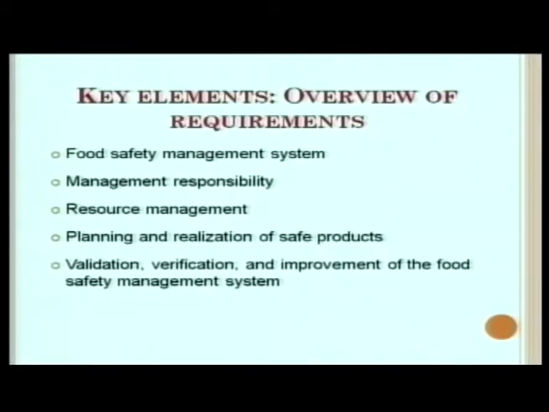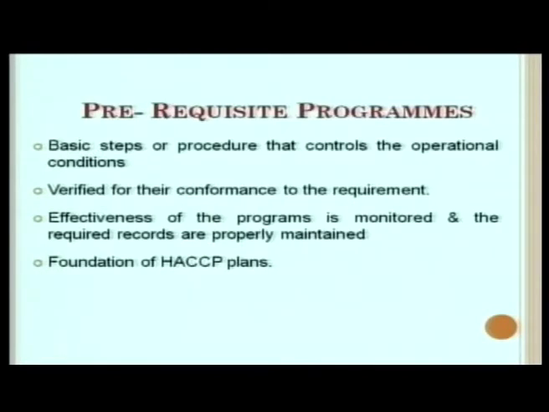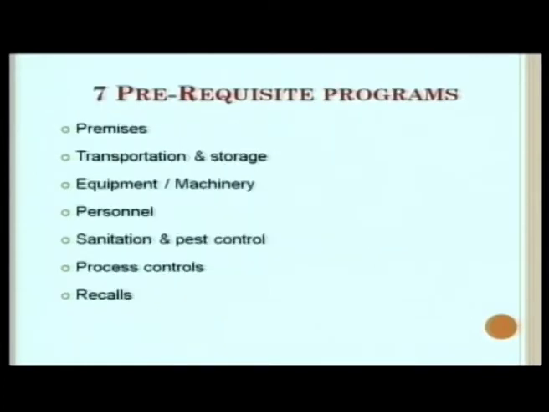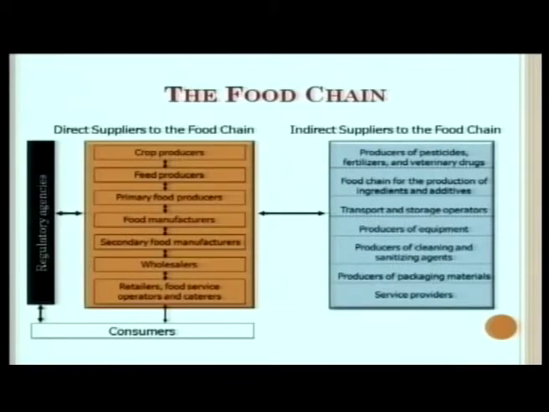Now, if you want to have an overview of the food safety management system, it includes the food safety management system general requirements, management requirements, resource requirements. Then you are planning and realizing a safe product. That means you are actually making the product, and then you are doing the validation studies, verifications, and improving your food safety management system. Prerequisite programs, we have already gone through the prerequisite programs definition. In simple terms, it's a basic step or procedure that controls the operational conditions, verifies the conformance, and the effectiveness of the program is monitored, and it is the foundation of the HACCP plan. There are 7 prerequisite programs: the premises, that is building layout, transportation, storage, equipment, machinery, personnel, sanitation and pest control, process controls and recalls.